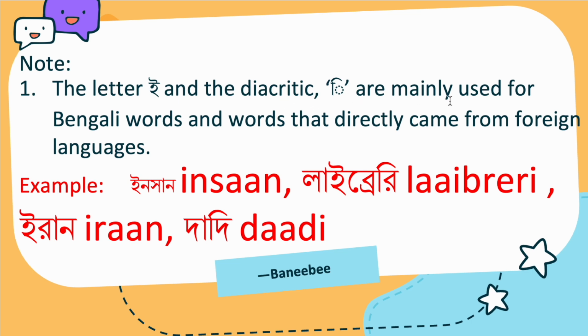One useful rule to know about the letter E and the diacritic, that the letter E and the diacritic E are mainly used for Bengali words and words that directly came from foreign languages. For example, insan. Insan means human. Library. Iran. Dadi. These words are written with the short E and short E diacritic.